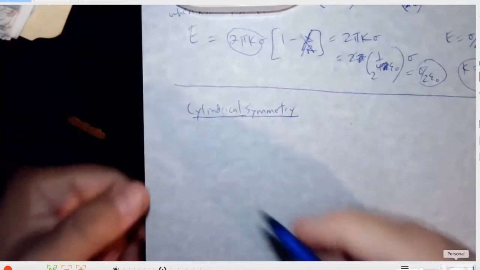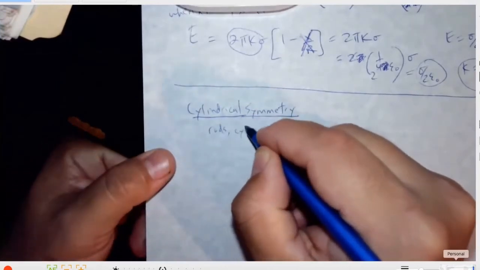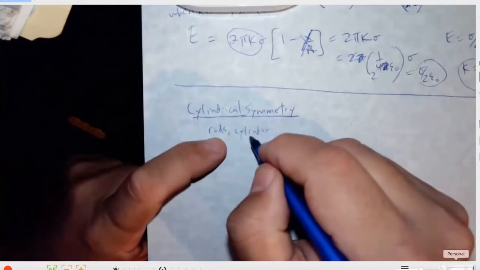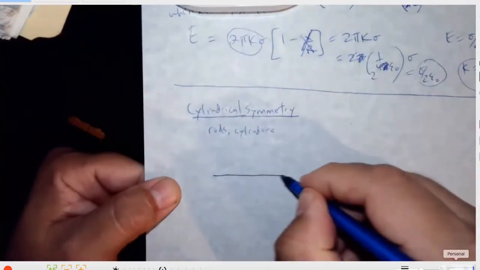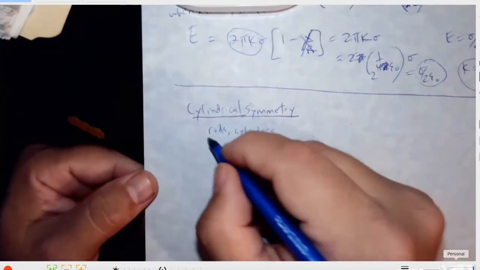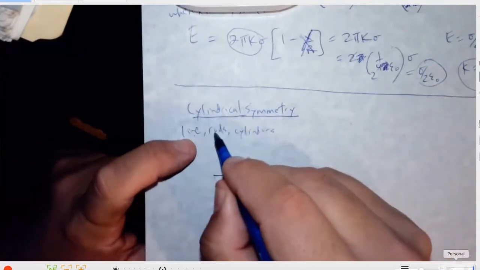So what kind of objects have cylindrical symmetry? Anything where the electric field is emanating out cylindrically. So rods, cylinders. The rod is just basically the name for a very thin cylinder. But the rod is actually a cylinder too. Or you can say a line charge. Sometimes they're called line charges. A line charge is even thinner than a rod.